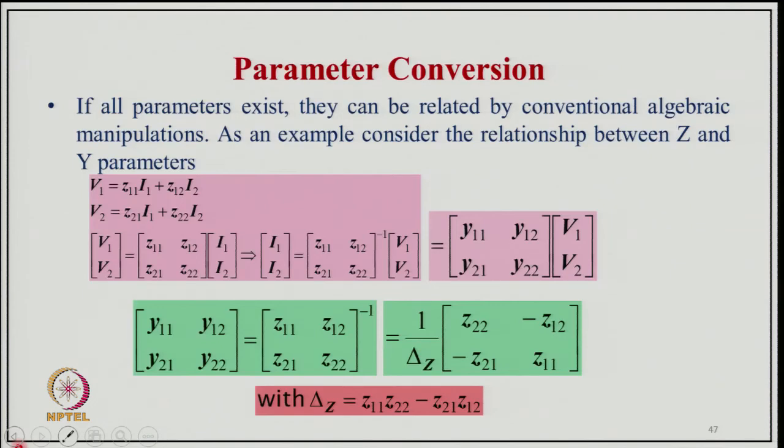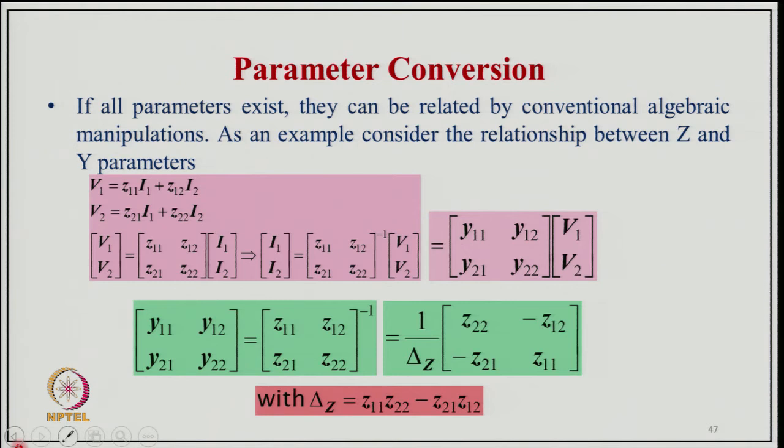Now, coming to parameter conversion, after looking at all these many conversions, we can say that if all parameters exist, they can be related by conventional algebraic manipulation. As an example, consider the relation between Z and Y parameters. We know the Z parameters equations: V1 equal to Z11 I1 plus Z12 I2 and V2 equal to Z21 I1 plus Z22 I2. This we can write in matrix form: V1 V2 equal to Z11 Z12 Z21 Z22 into I1 I2.